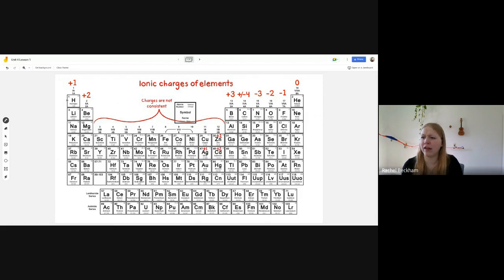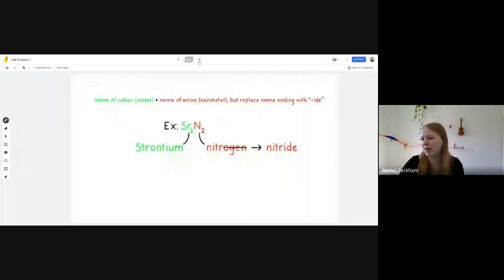Just looking at this table to get a feel for it, notice that this section is skipped. These are called transition metals, this intersection right here. Transition metals typically have multiple charges, so they might have a +1 and a +3 charge depending on the situation. We'll talk about that later. But generally, as you go across, you can see the trend in the charges, and we'll come back to that.